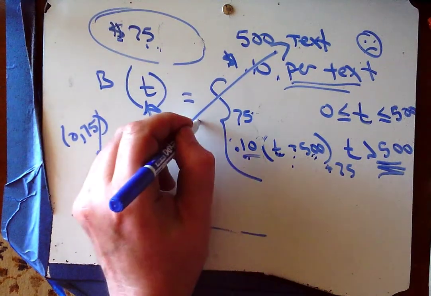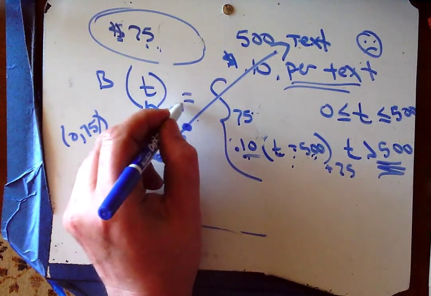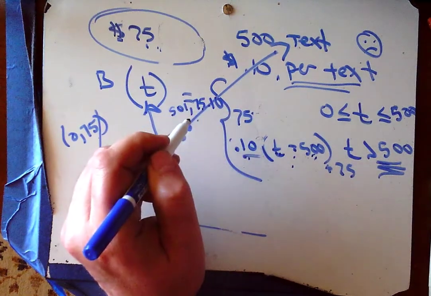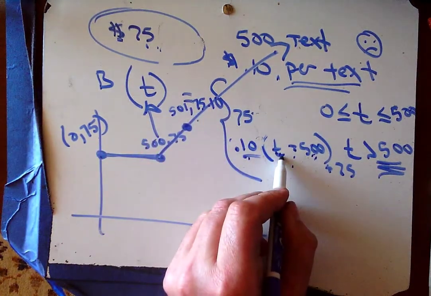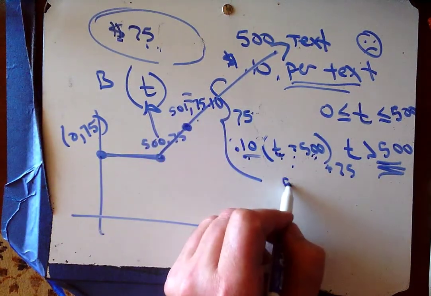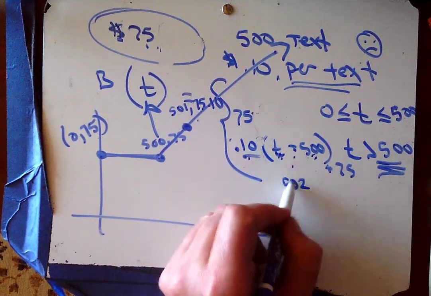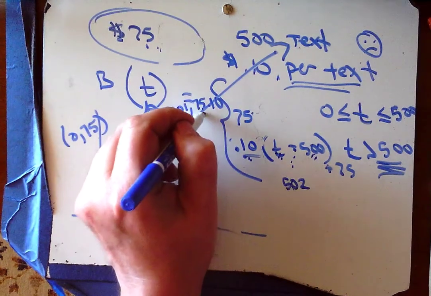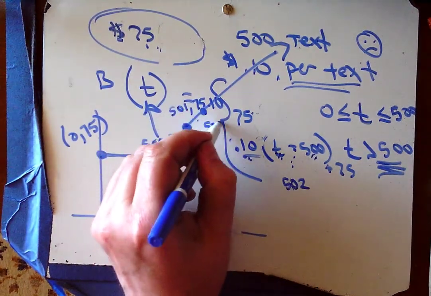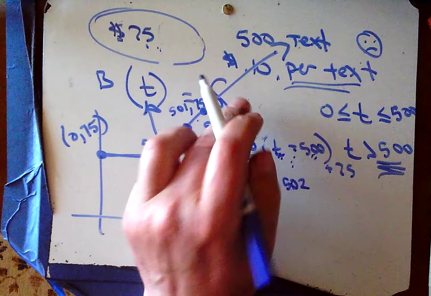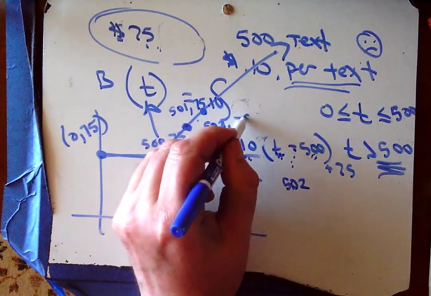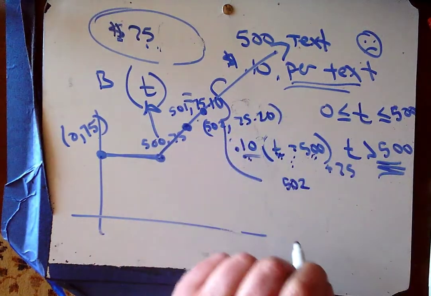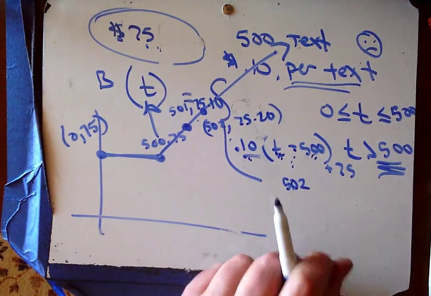So 501, comma, 75.10. And if I make two texts, 502 texts, 502 minus 500 is 2. 2 times 0.1, that'll give me this point over here, 502, comma, 75.20. Okay. So there's my piecewise function and my graph of it.